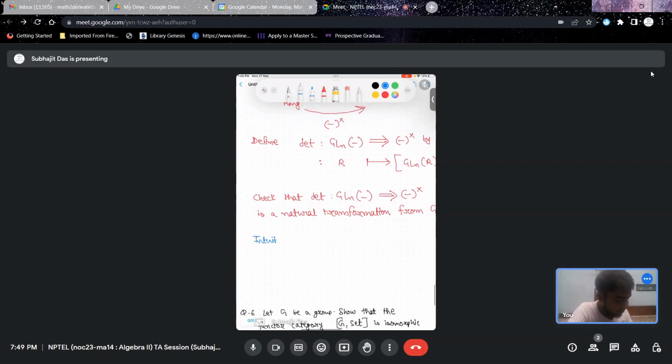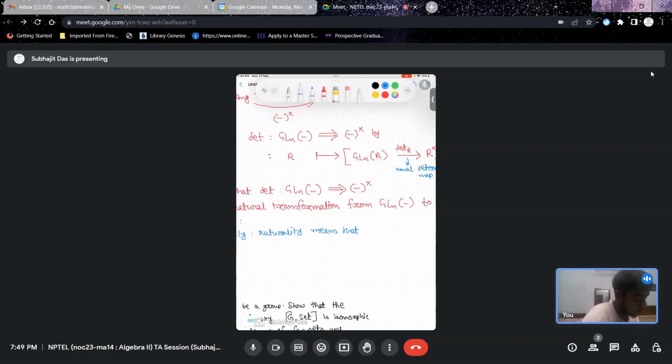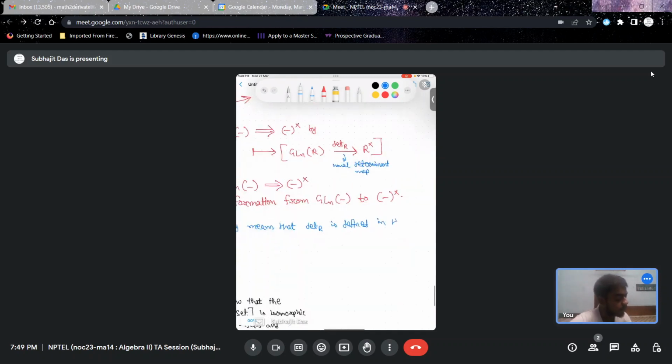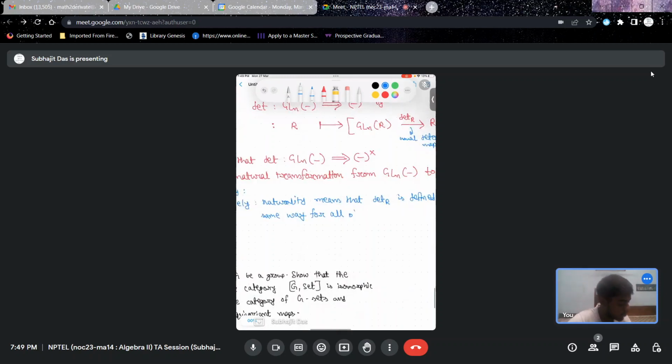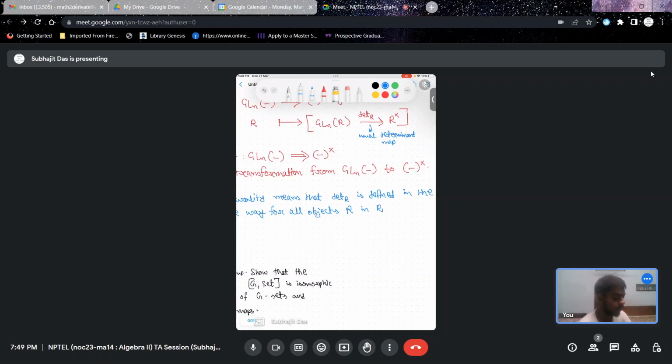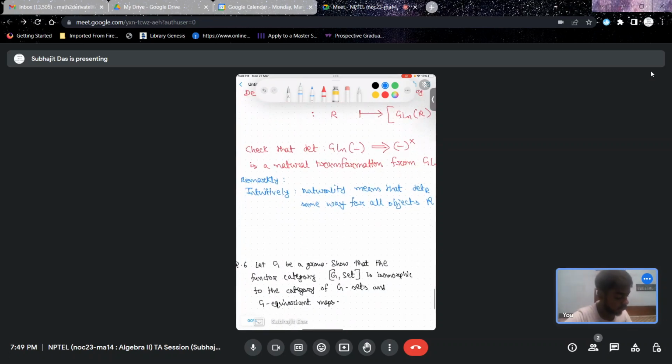So intuitively, this is just a remark: naturality means that det R is defined in the same way for all objects R in Ring. You don't have different definitions of determinant for different rings, but the same definition.